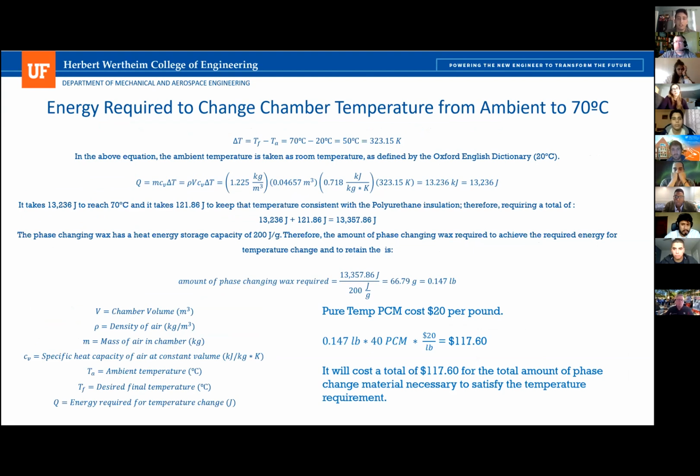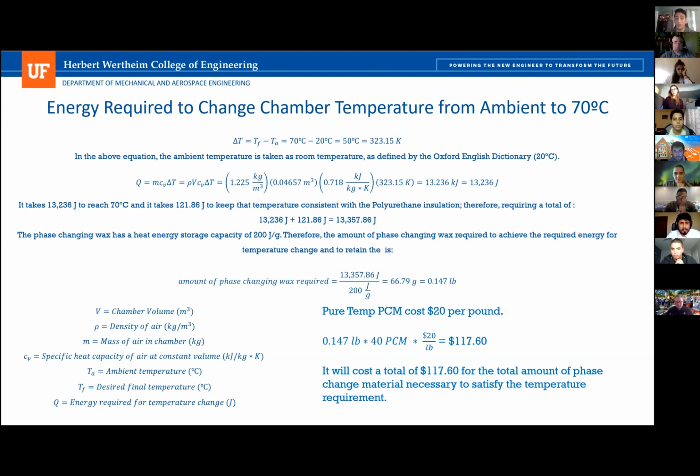The energy required to change chamber temperature from ambient to 70 degrees Celsius. So the delta would be 50 degrees Celsius, and here you'll see that it requires 13,236 joules, plus the 121.86 joules needed to maintain that temperature that Carlos mentioned, which results in about 13,357 joules.